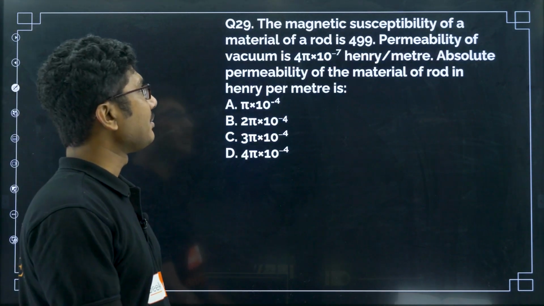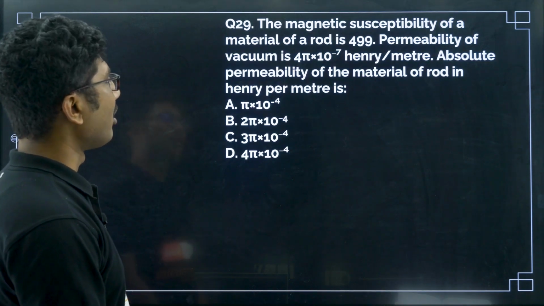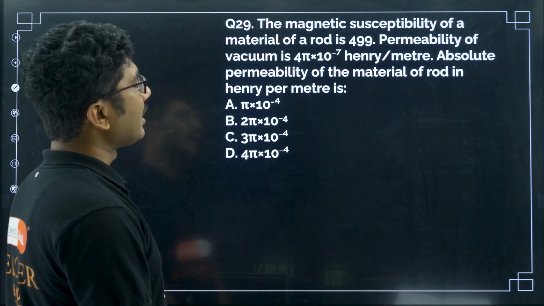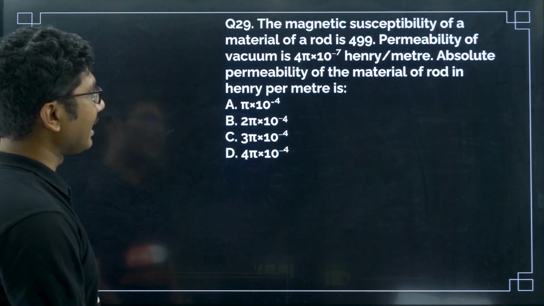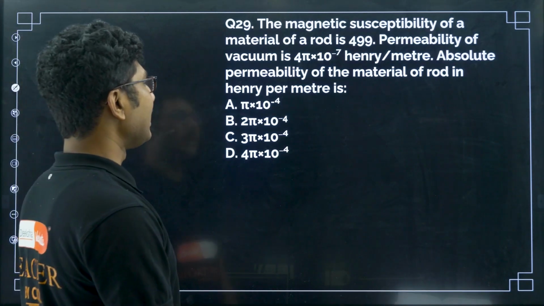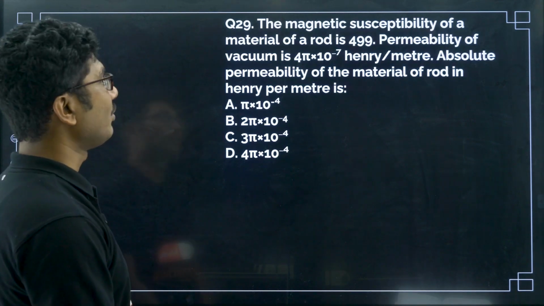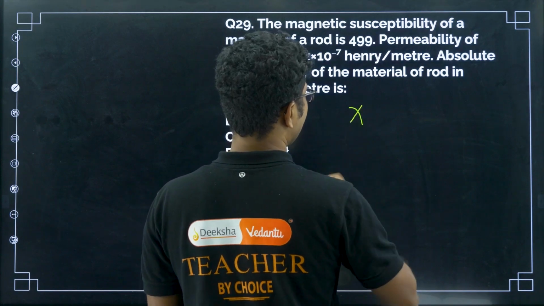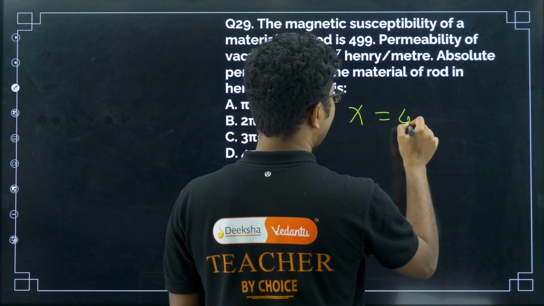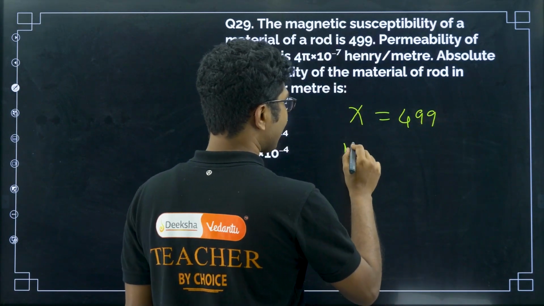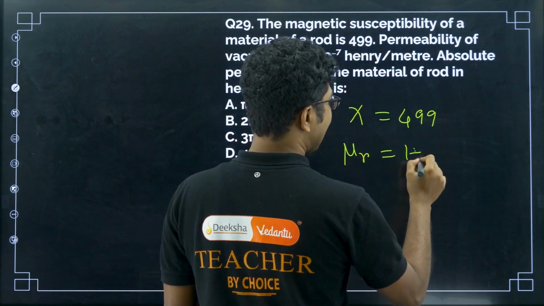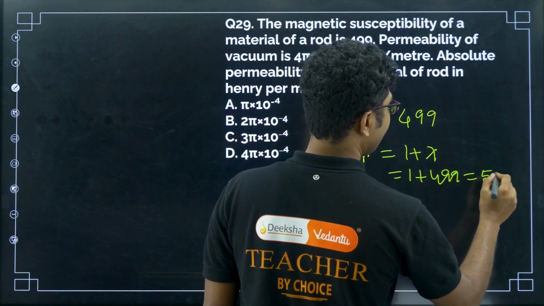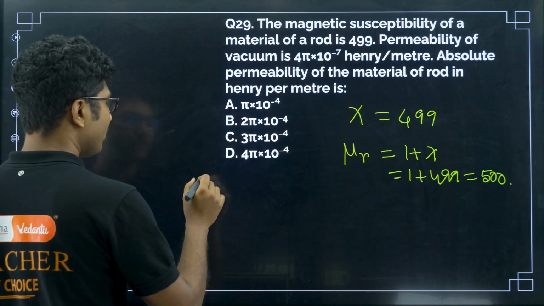The magnetic susceptibility of a material of a rod is 499. The permeability of vacuum is 4 pi times 10 to the power of minus 7 Henry per meter. The absolute permeability of the material of the rod in Henry per meter is? What is given? Magnetic susceptibility chi is given, 499. We know that mu r is 1 plus chi, that is 1 plus 499, that is 500.